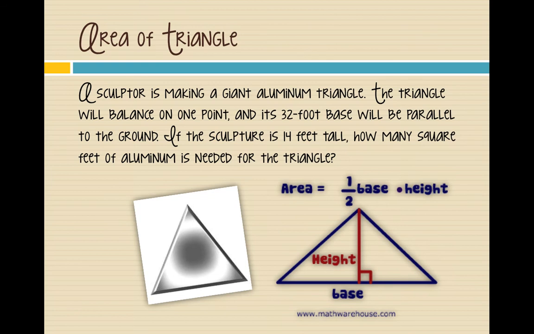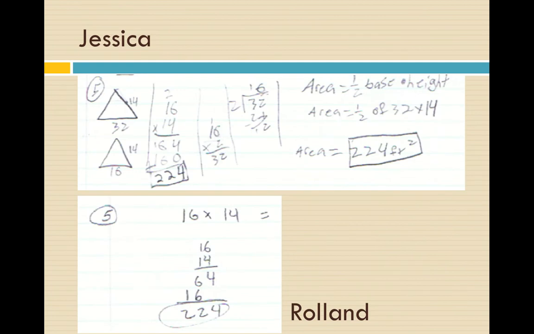So last problem here is area. 5th grade students need to work on a little geometry. So the problem says a sculptor is making a giant aluminum triangle. The triangle will balance on one point and its 32-foot base will be parallel to the ground. If the sculpture is 14 feet tall, how many square feet of aluminum is needed for the triangle? So here I gave the student the formula in case they might have not known it or didn't learn it yet when I completed this presentation. But both students were able to use the formula to solve the problem.